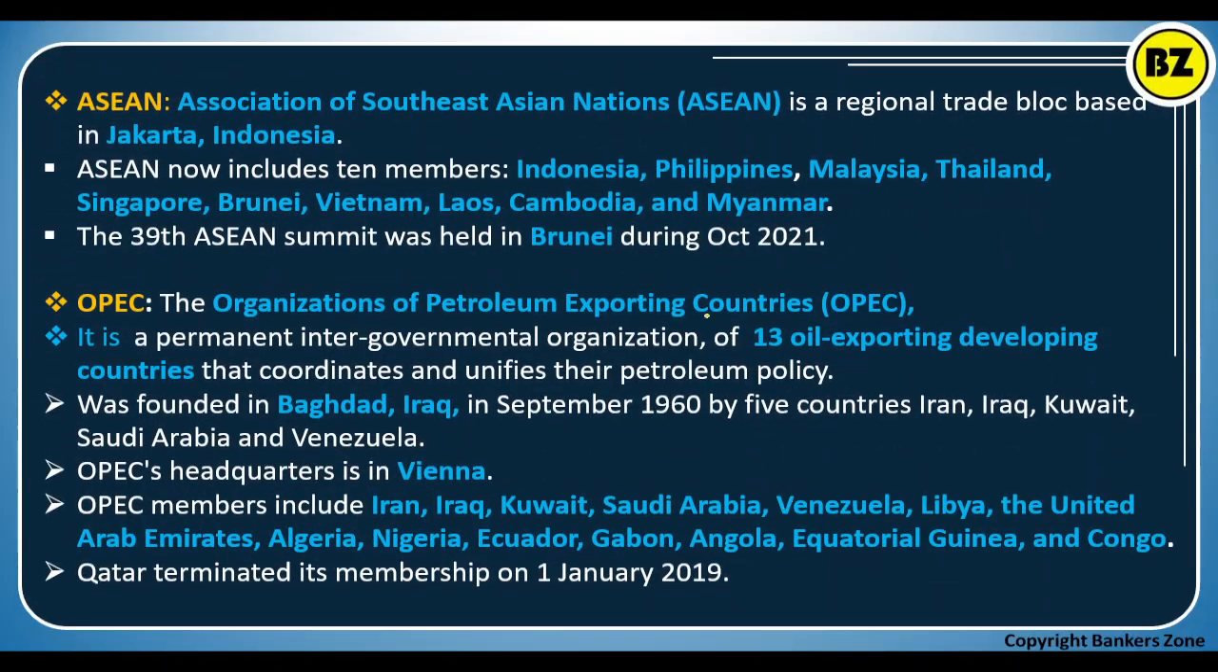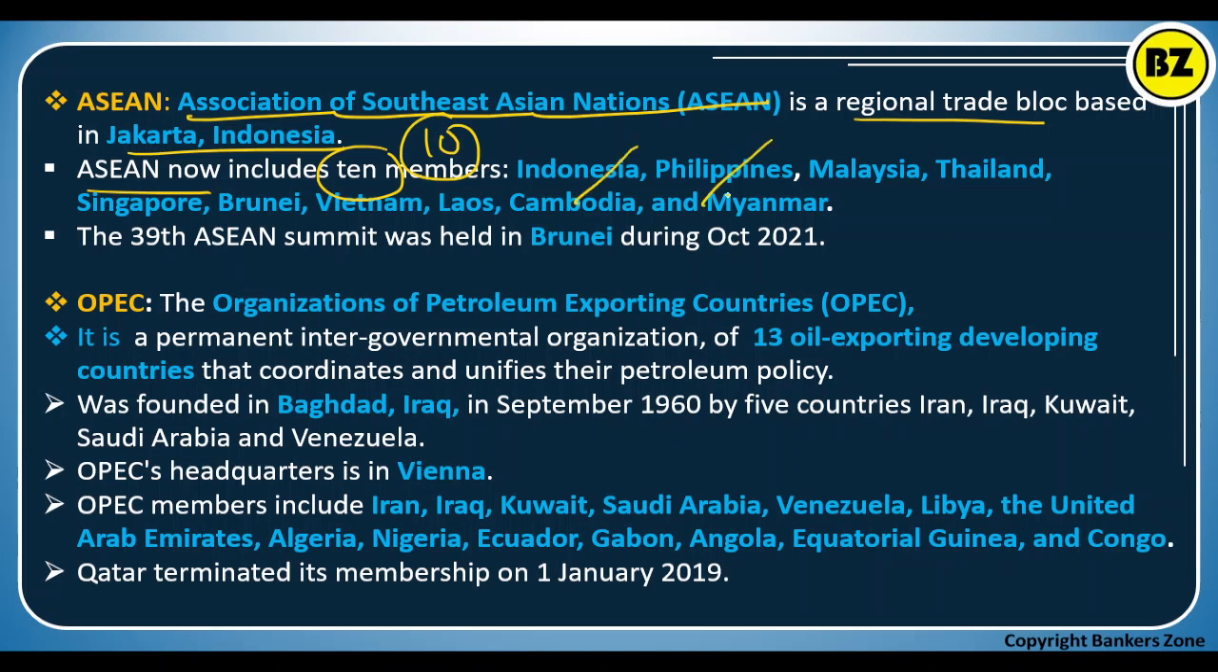Now, what is ASEAN? ASEAN stands for Association of Southeast Asian Nations. Okay, it is again a regional trade bloc, having headquarters in Jakarta, Indonesia. ASEAN is now having 10 members: Indonesia, Philippines, Malaysia, Thailand, Singapore, Brunei, Vietnam, Laos, Cambodia and Myanmar. Okay, the 39th ASEAN Summit was held in Brunei in October 2021.